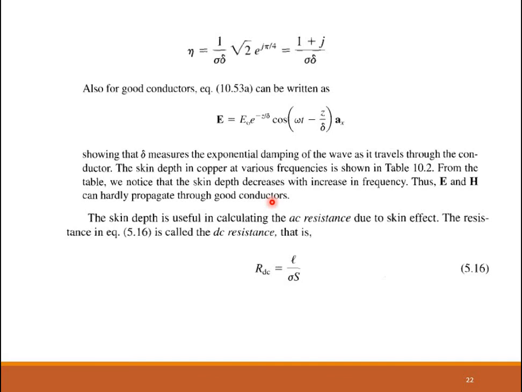Now, the next concept is this. The skin depth concept is again useful in calculating the AC resistance due to skin effect. First we'll calculate the DC resistance, and from there we'll go to the AC resistance. So DC resistance is R equal to L, where L is the length of the conductor, divided by sigma S. This is the expression for the DC resistance.